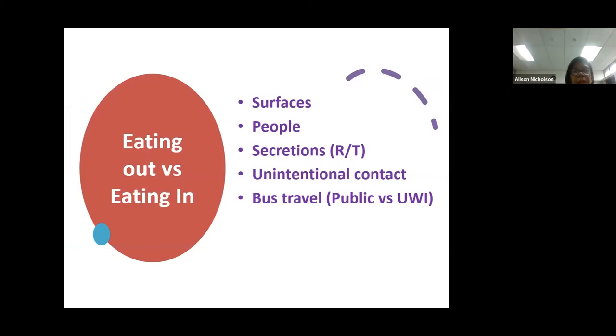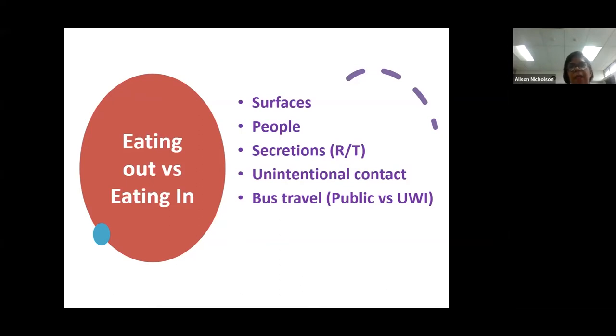Now, we talked a little bit about this before, and I just want to highlight it again. Eating out, again, you have to be thinking of the surfaces and you have to be thinking of the people that you're interacting with. Secretions from the respiratory tract, unintentional contact. Do you come in contact with the waitress, the waiter? Did they give you something? What's going on? You really don't know. So you just take the precautions that you must.